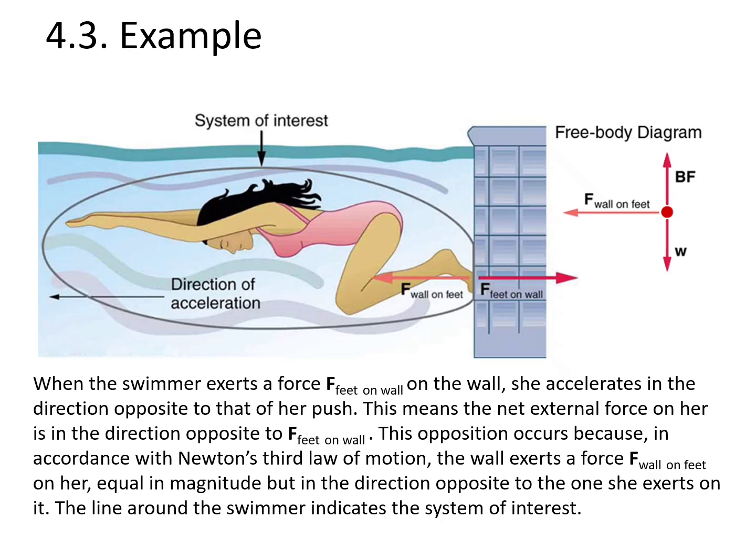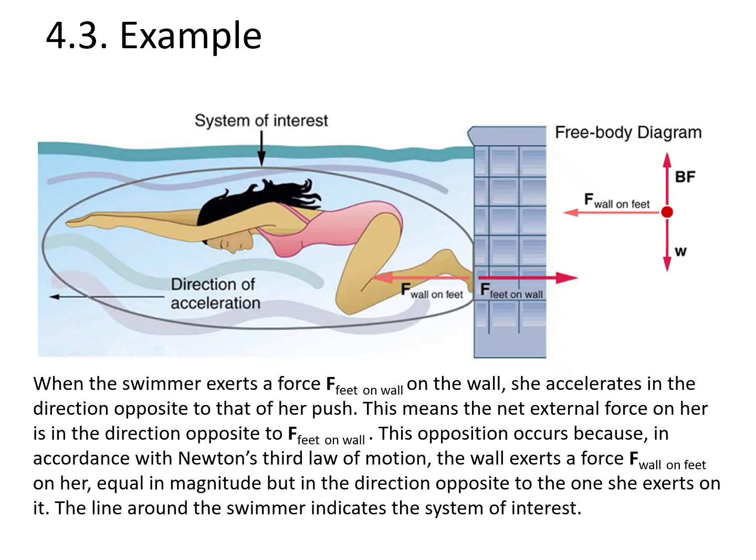Now let's look at an example. When the swimmer pushes on the wall with her feet, she exerts a force on the wall. By Newton's third law, the wall exerts an equal and opposite force on her feet. That force from the wall is what accelerates the swimmer away from the wall.